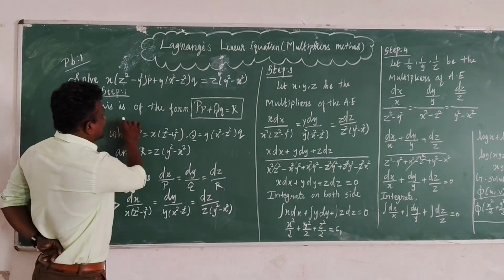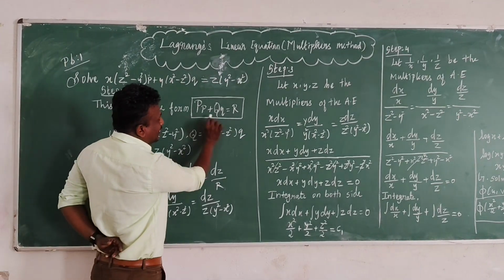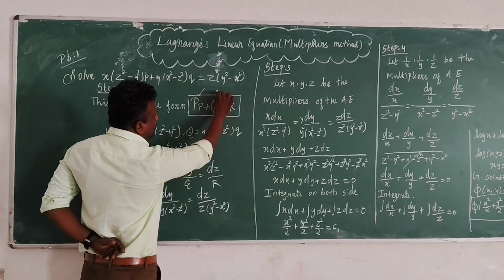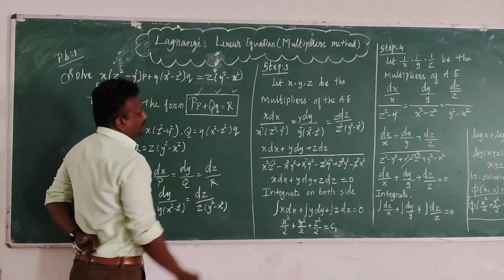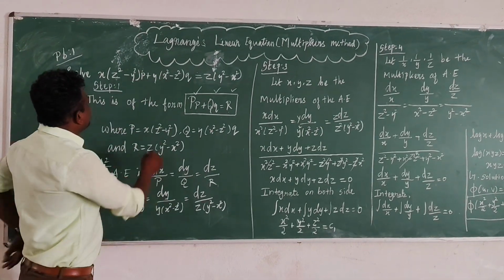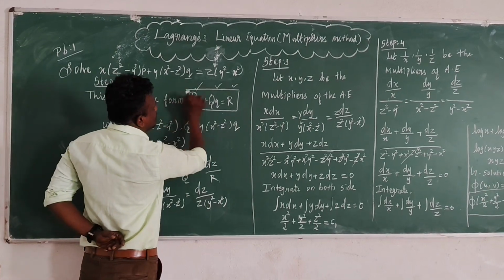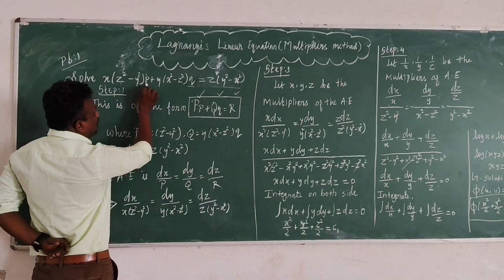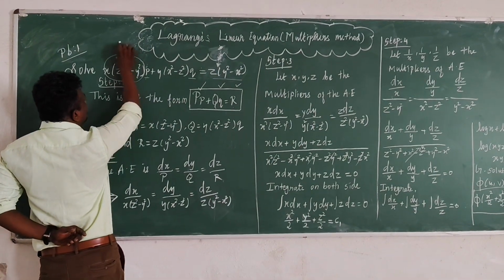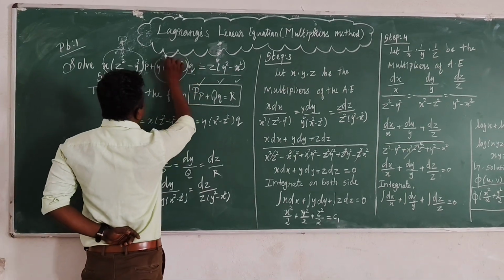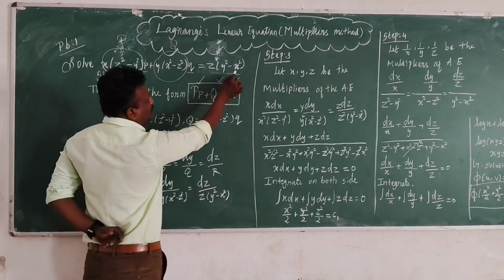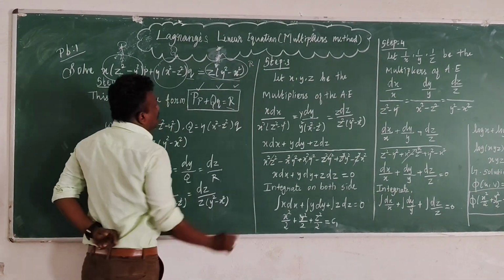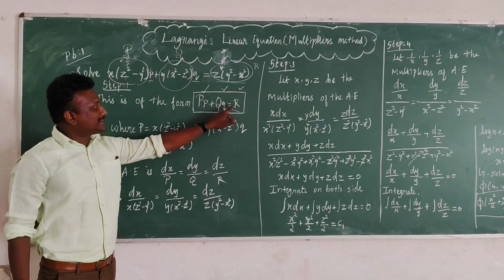So first, what is Lagrange's linear equation pattern? This is the pattern: capital P small p plus capital Q small q is equal to R. Now let us come to the question. We have small p, here we have small q, and on the right hand side we have some expression. The coefficient of small p is capital P. Similarly, the coefficient of small q is capital Q. And obviously the right hand side is capital R.